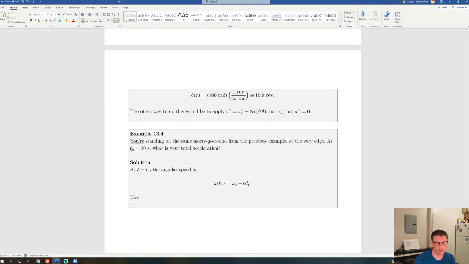Then, from that idea we discussed where we can relate the angular acceleration to the, actually, you know what? I shouldn't say then.